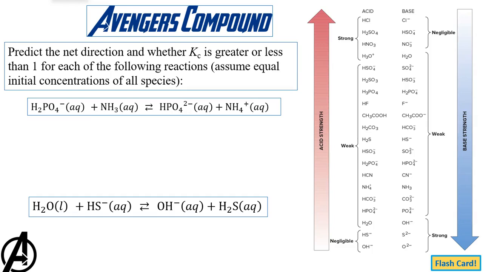And if the weaker acids and bases are going to be in the reactants, then we know K is going to be less than 1 because we're going to have way more species on the reactant side. So we have to basically go ahead and identify those as well. And that's how I would approach this question.